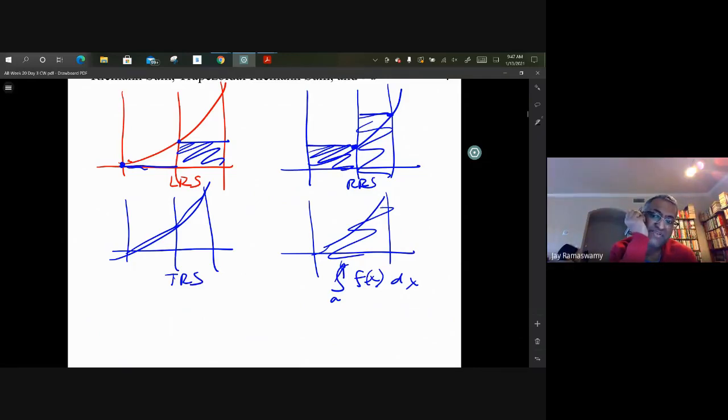If anybody's confused, this is the time to tell me. I will not scold you. I will not shame you. Can you see the area of the rectangle? The left Riemann sum is the smallest of these. LRS. Okay, which is the next area?